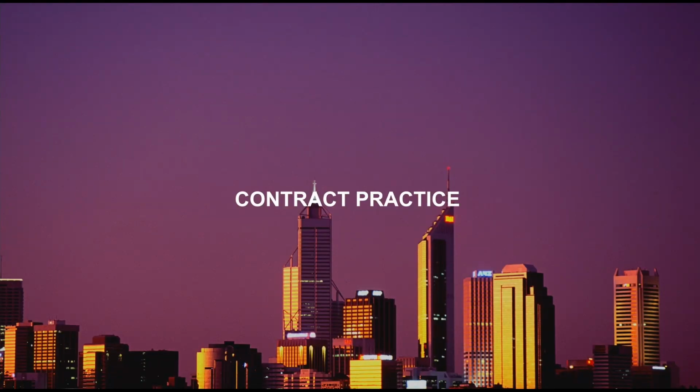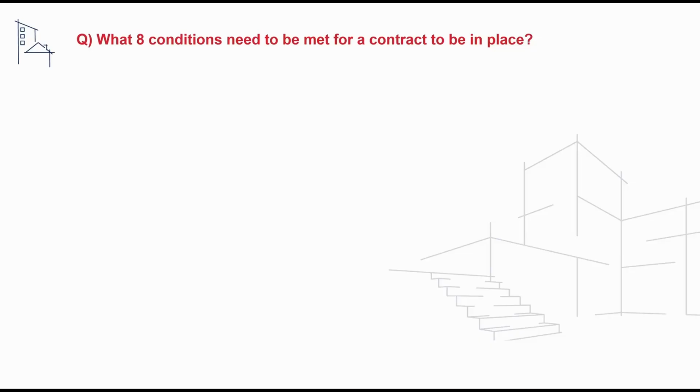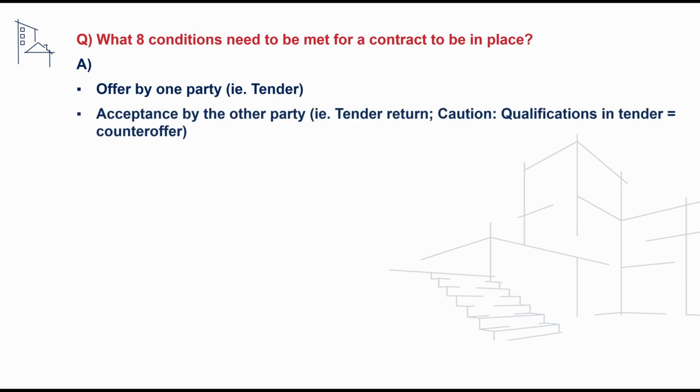We'll now take a look at the contract practice competency, and the first question we'll take a look at is what 8 conditions need to be met for a contract to be in place. And to address this, first of all, we can say that there must be an offer by one party, for example a tender, followed by acceptance of the other party.